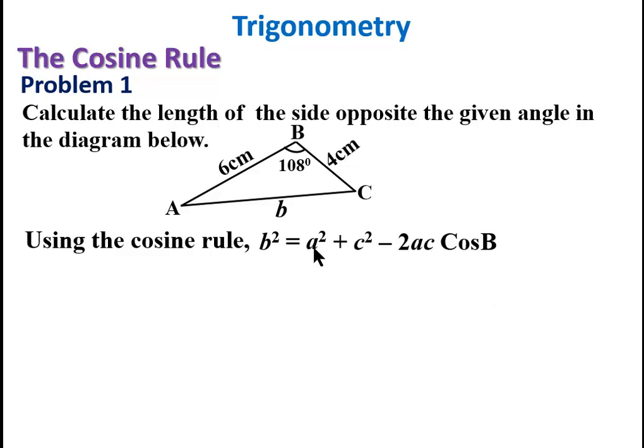We are going to substitute A to be 4. Wherever we see A, we put 4. Wherever we see C, we put 6. And wherever we see B, we put 108 degrees. So we start: B squared is equal to A squared, that is 4 squared, plus 6 squared minus 2 times 4 times 6, then cos 108 degrees.